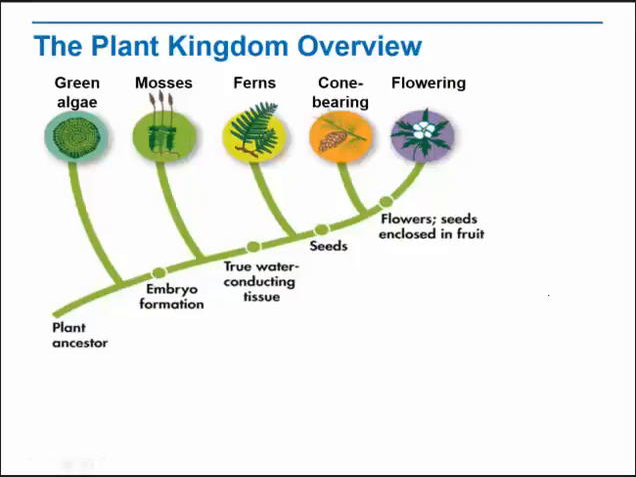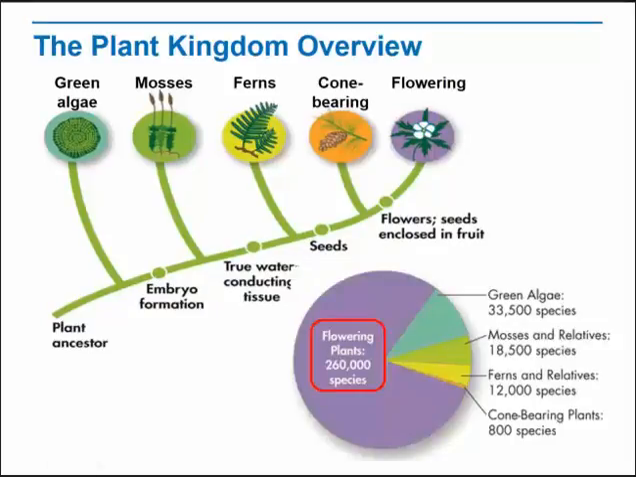Let's take a look at the number of plant species. The flowering plants contain 260,000 species, being the most common group of plants. The smallest group of plants are the cone-bearing plants, having only 800 species. Plant scientists classify plants into finer groups within these major branches by comparing the DNA sequences of various species.